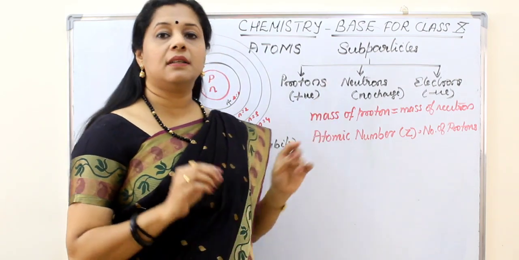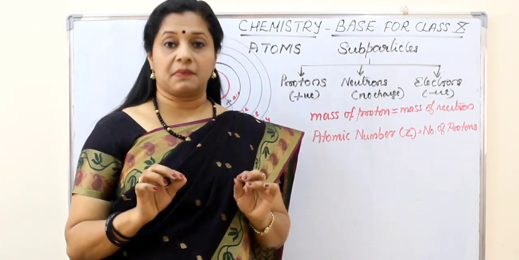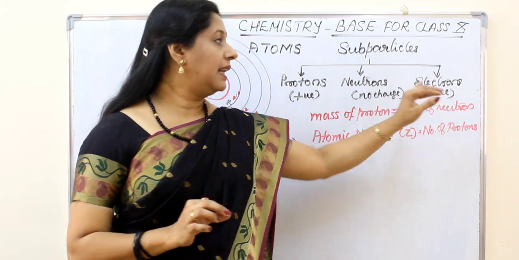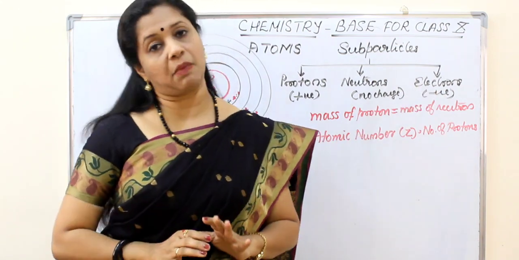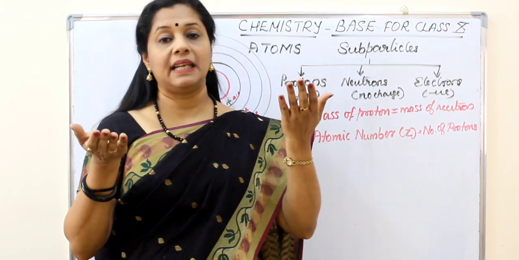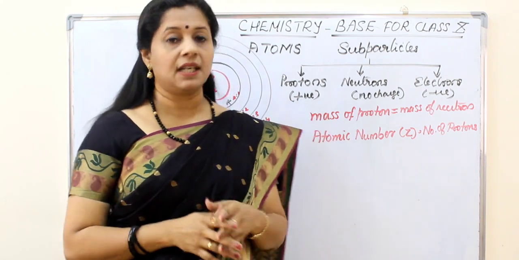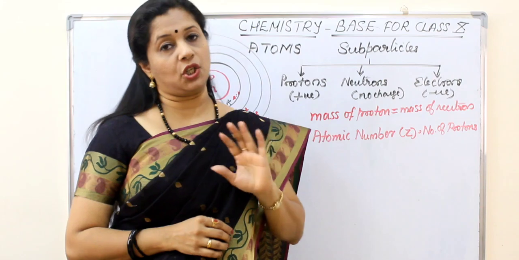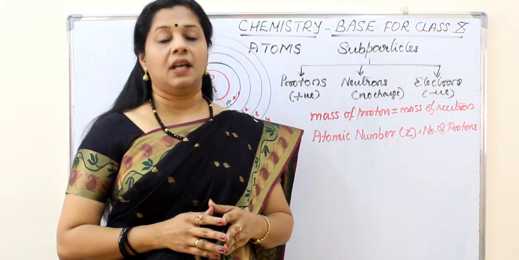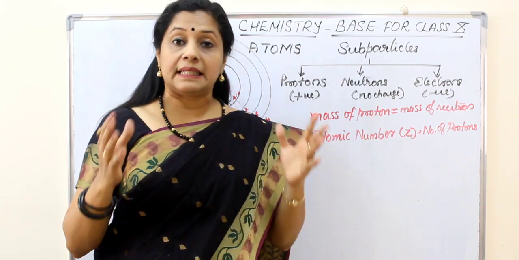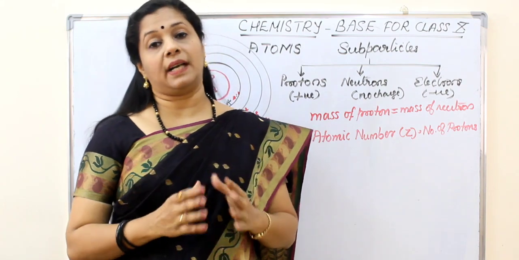So protons are the positively charged particles, whereas electrons are the negatively charged particles. So protons positive, electrons negative, opposite charges. Then what about the third one, neutrons? Neutrons don't have charge. So let us see how these subatomic particles are arranged in one atom.